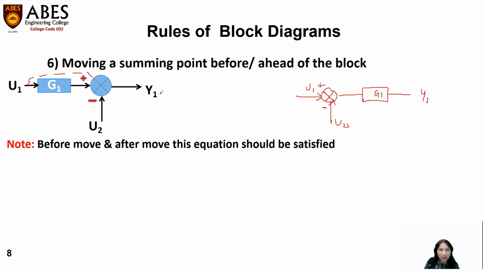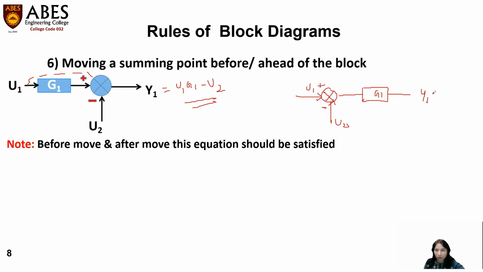Now just see the equation, just see the value of this Y1 signal. So what is the value of Y1 signal here? From here U1 into G1 is coming and from here U2 is coming. So I'm getting here Y1 as U1 G1 because this is having positive polarity, minus U2. This value I'm getting for Y1, right? Before movement.